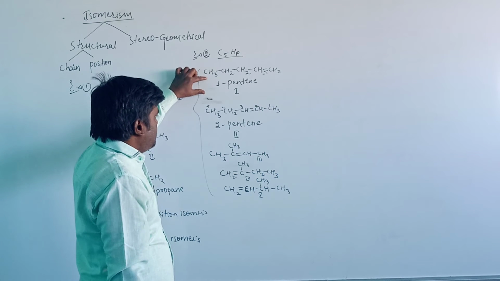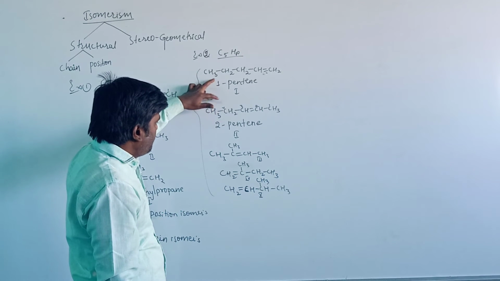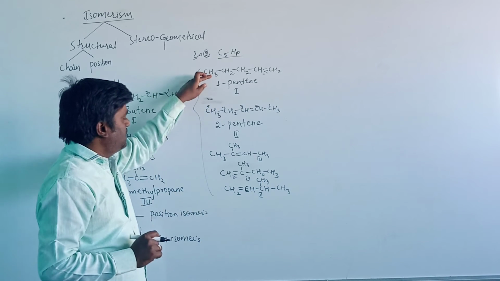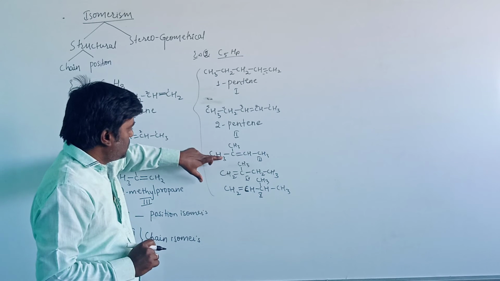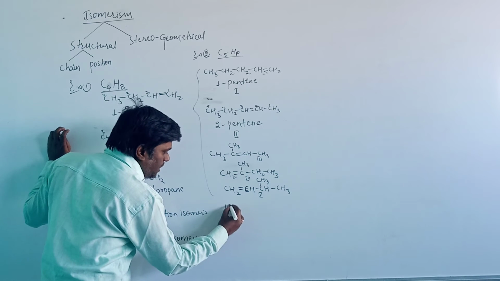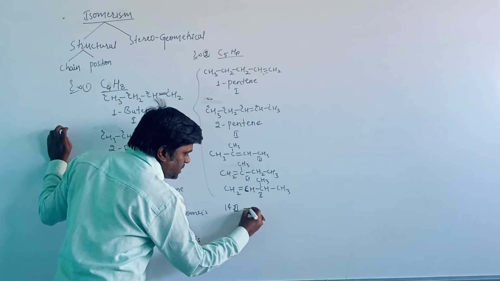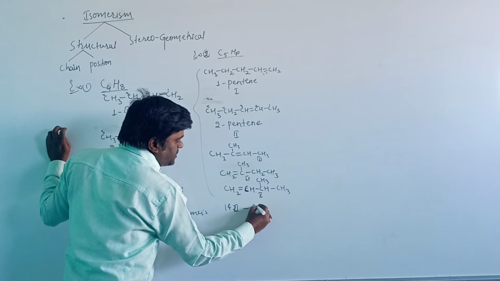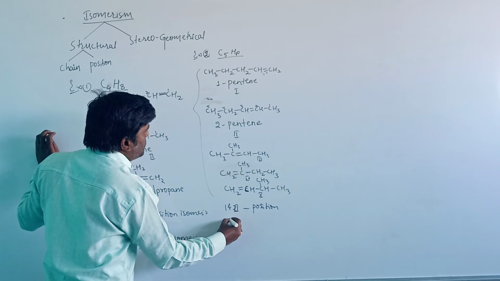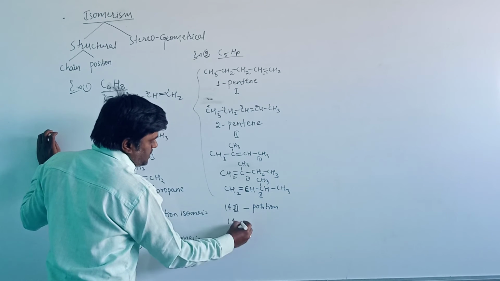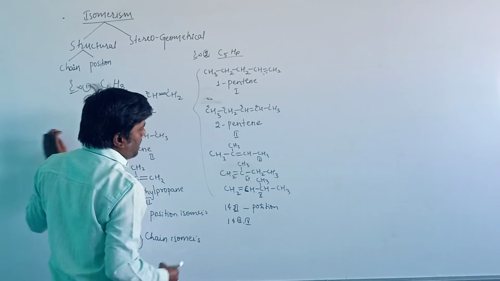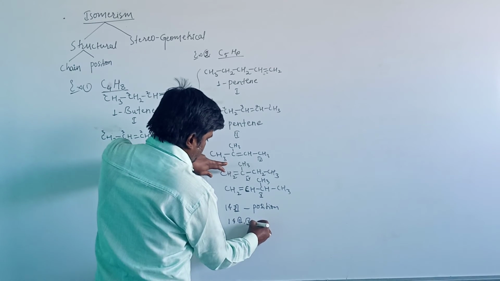When we compare structures 1 and 2, they are the position isomers. When we compare structure 1 with 2 and 3, structures 1 and 2 are the position isomers, and then structure 1 with structure 3, structure 4, structure 5.